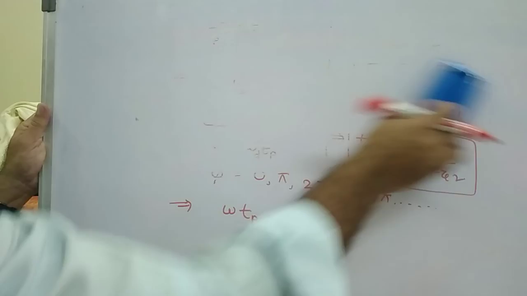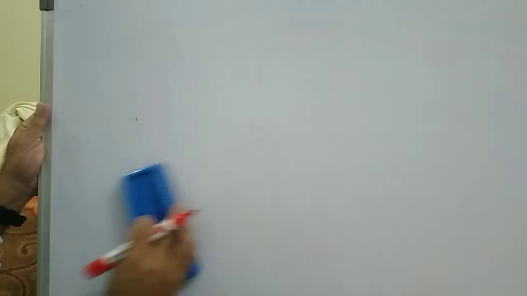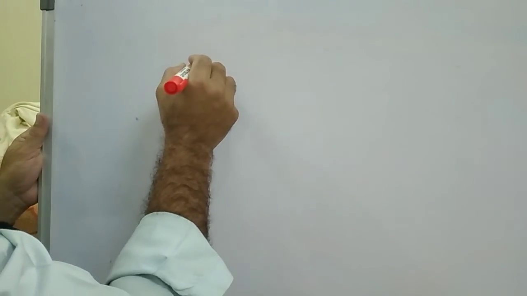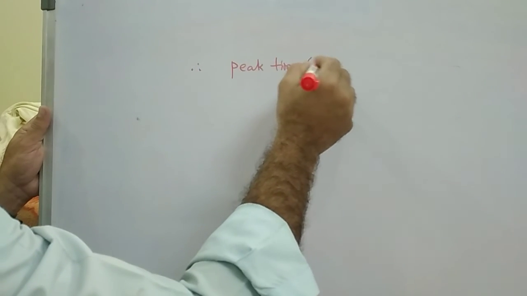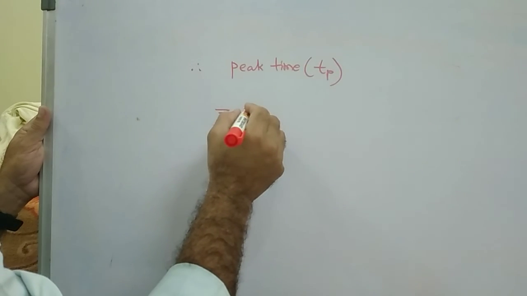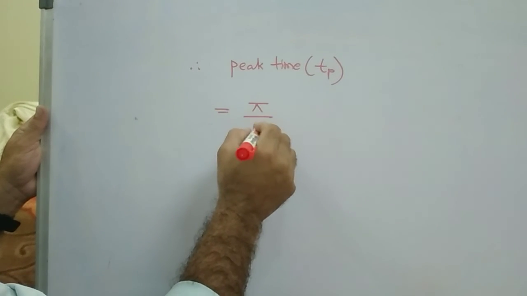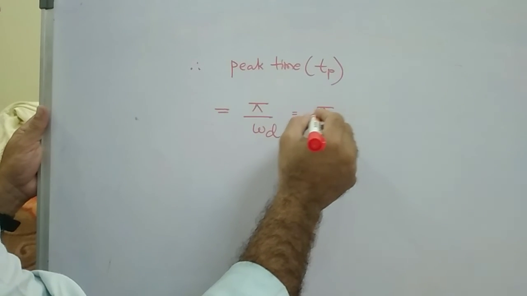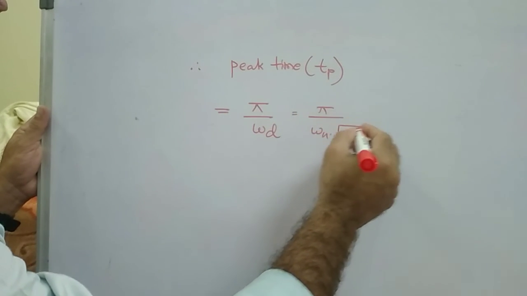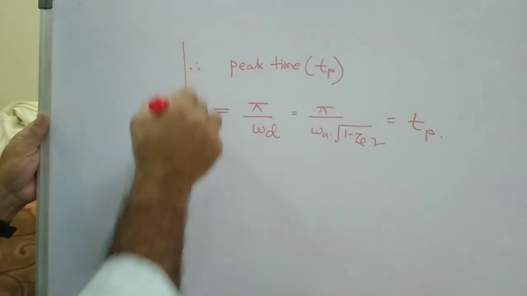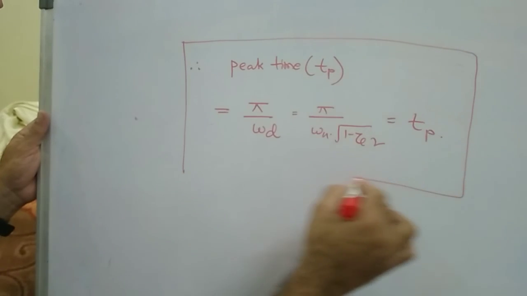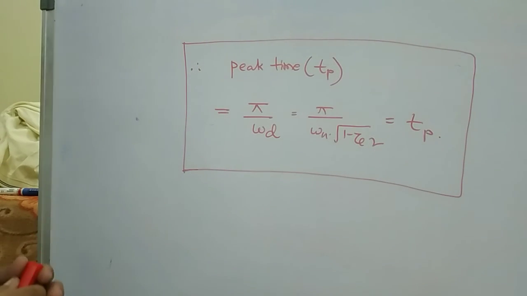So with this, I want to close this presentation today. Therefore, the expression for peak time, tp, is equal to pi by omega d. This is equal to pi by omega n into square root of 1 minus zeta square. This is your expression for tp. So friends, I will close this session at this moment, and I think you have understood this very clearly.